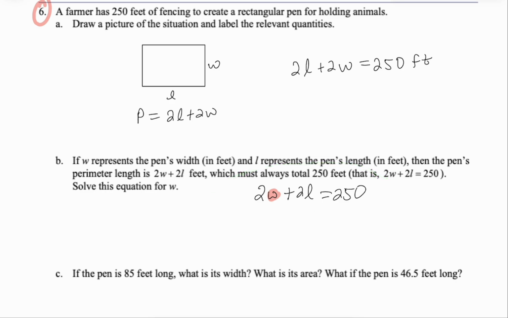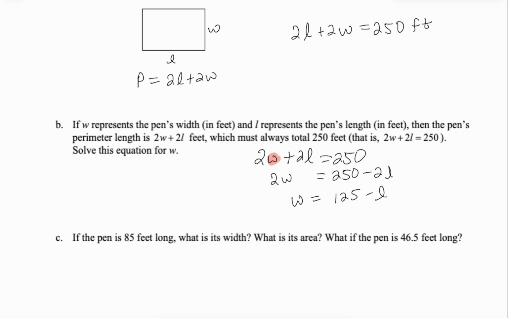Okay. Now it says to take this equation that we have found in A and solve it for W. So I've highlighted my W there. Let's subtract 2 L's from both sides. So that's 250 take away 2 L's. And then let's divide by 2. Normally I would just say put it over 2, but both of these quantities are so easily divisible by 2, let's just divide everything through by 2. And so we get W equals 125 minus L.